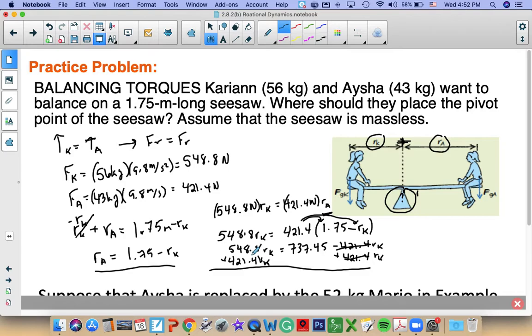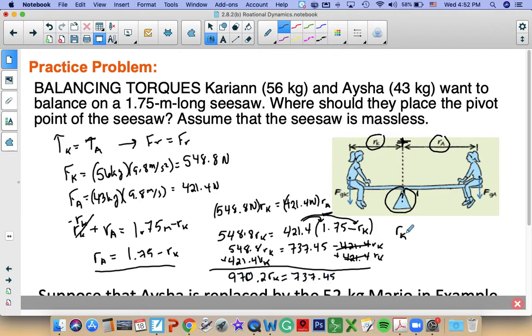So 548.8 plus 421.4. On the left-hand side here, then I'll have 970.2, and we still have to maintain that variable there. That's that radius we're solving for, so don't forget about that. And then we have 737.45. And now we're just going to divide that over here.